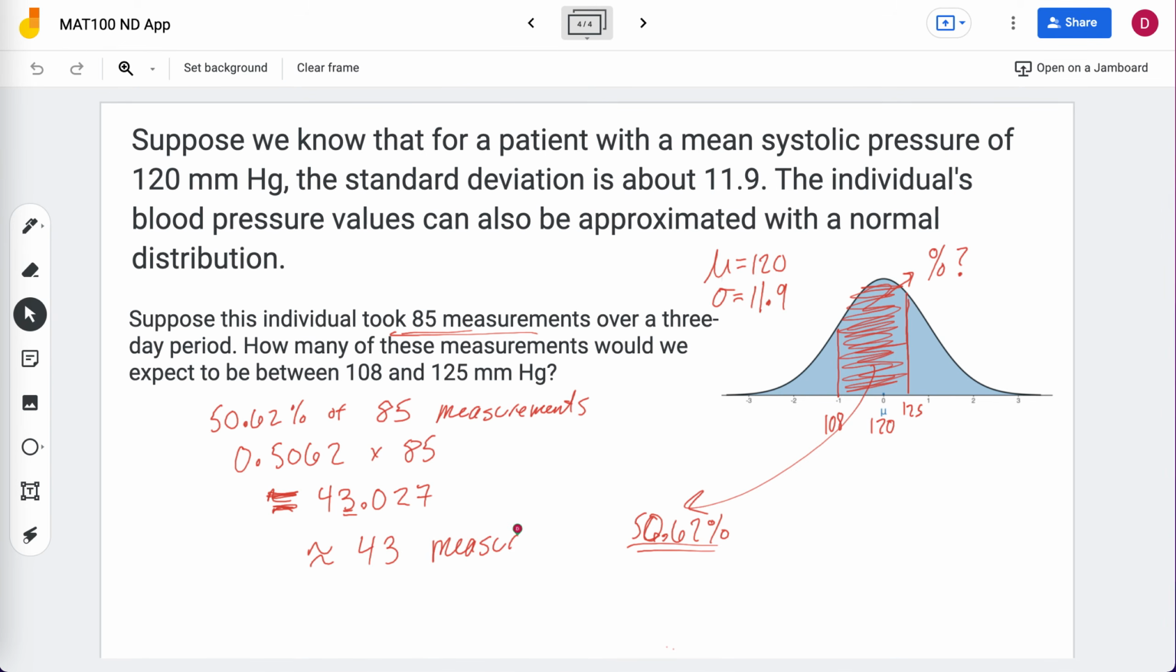So given what we know about this normal distribution, if we know this variable, in this case, the systolic blood pressure, has a normal distribution and we know the parameters, we can make pretty accurate estimates. Out of 85 measurements, we would expect about 43 of them to be between 108 and 125. And so knowing that it has this bell curve really allows us to dig into the calculations, tells us quite a lot about these values so that we can estimate percents and individual measurements in this case and other values associated with that variable.